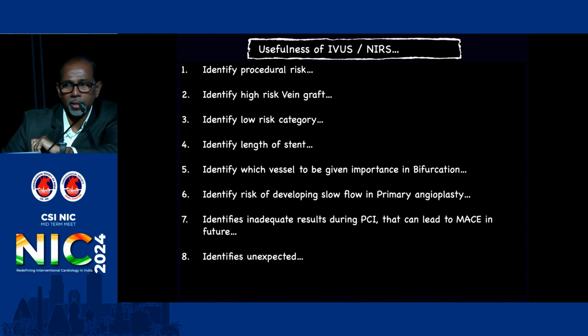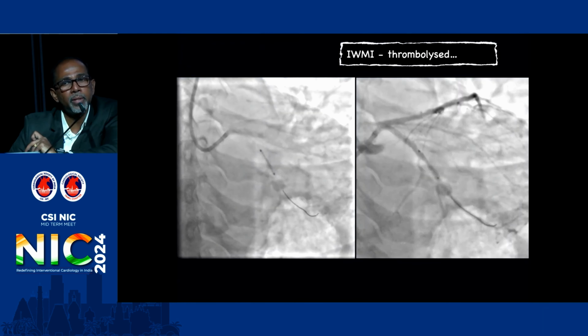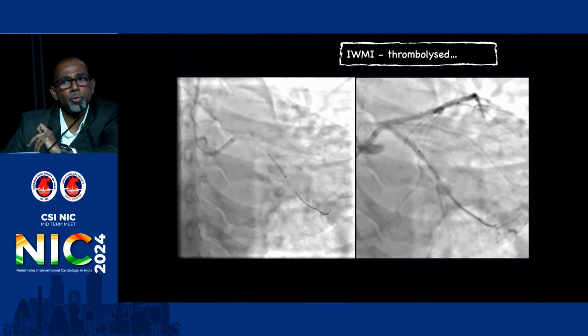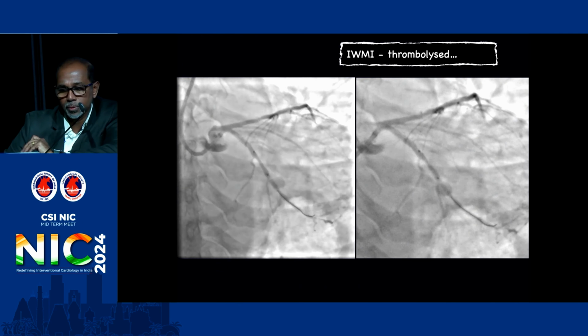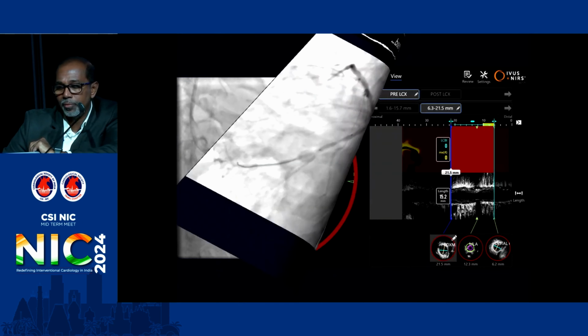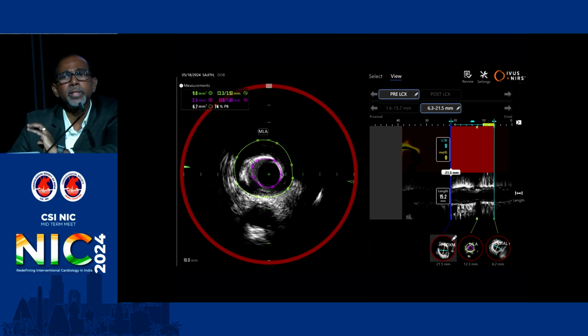Now, one could also identify the unexpected thing during interventions. This is a patient who had an infarcted myocardial infarction, thrombolysed. A stent was placed at a lesion in the circumflex artery, and we did a NIRS evaluation. There was no significant amount of lipids there at that particular area.